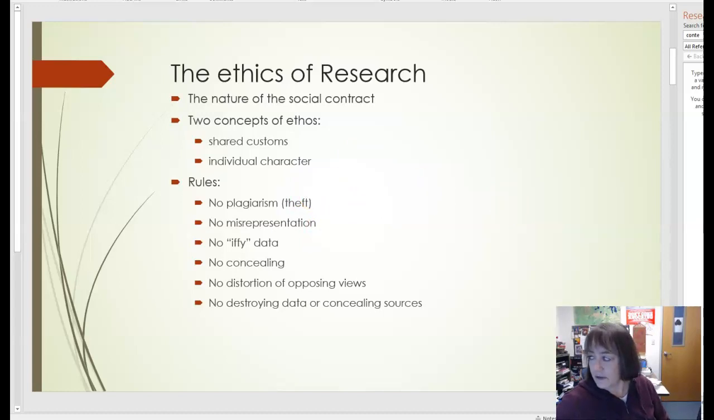Plagiarism is actually a theft of intellectual property, and it is rightly one of the worst things that you can do as a researcher. We also can't misrepresent the data, present iffy data, or conceal things that don't support our worldview or the view of our research. No distorting of opposing views, and also no destroying data or concealing sources.